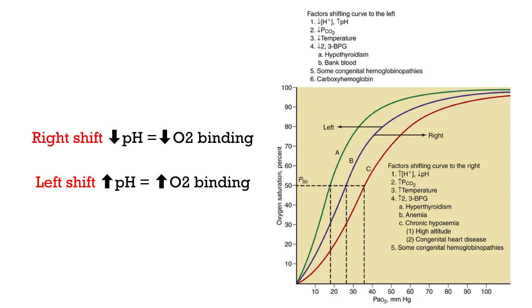Again, this is just another picture showing right shift versus left shift and what is known as the oxygen hemoglobin dissociation curve. You don't need to memorize this specifically, but just know that this is out there and this is a classic term. That as our pH goes down, oxygen binding goes down, we dissociate more freely. As pH goes up, oxygen binds more tightly and we're less likely to let go of our oxygen.